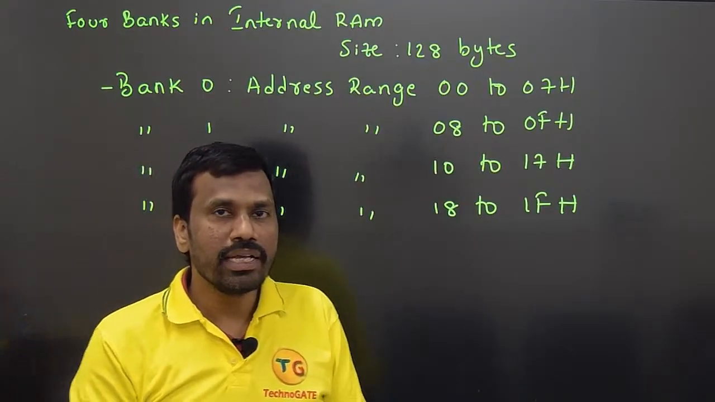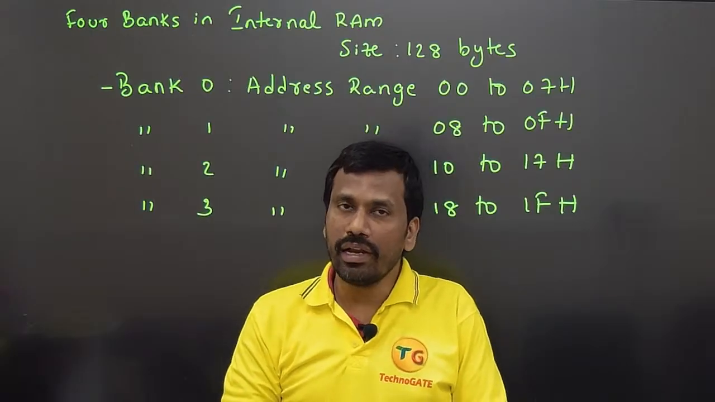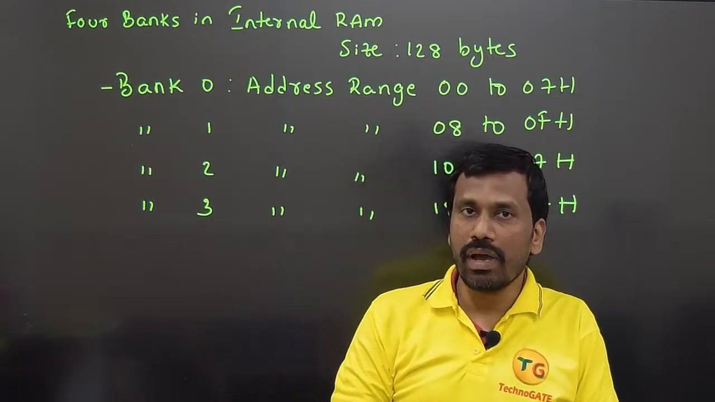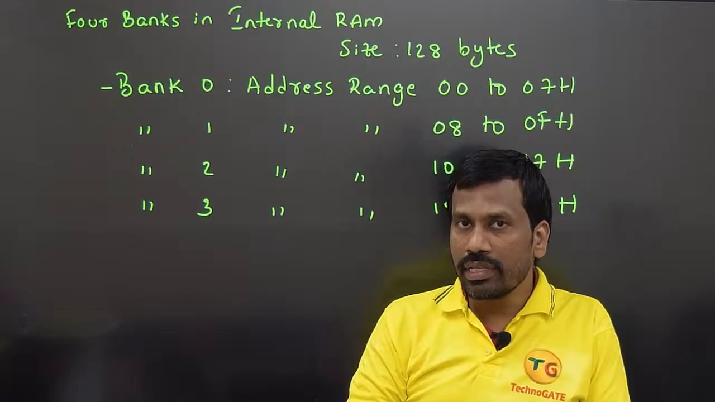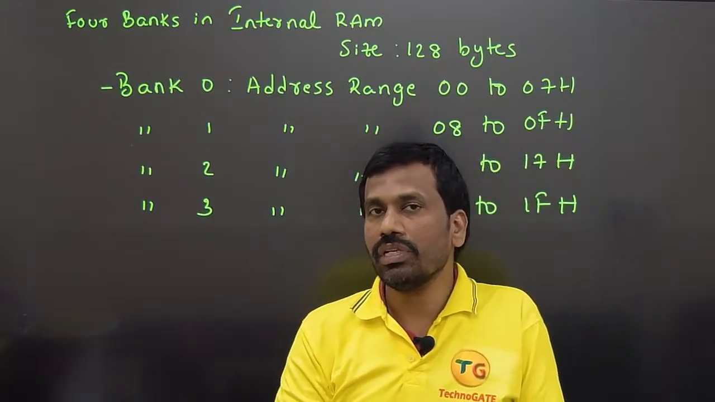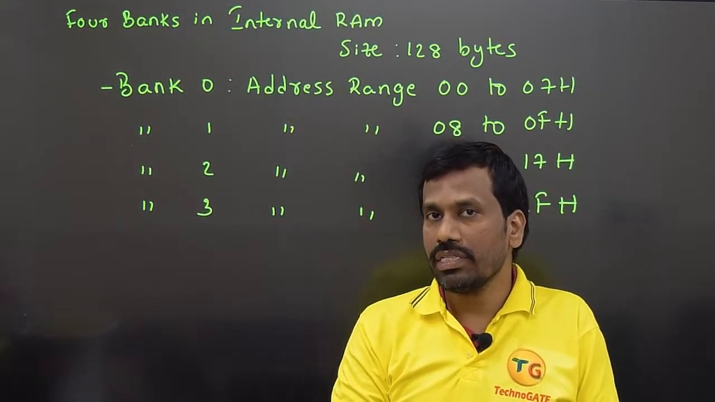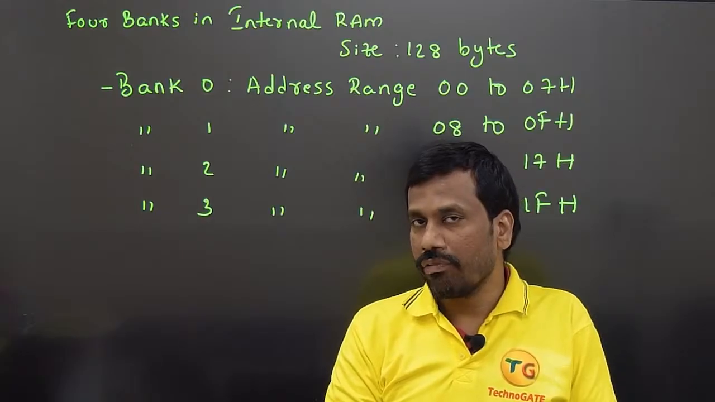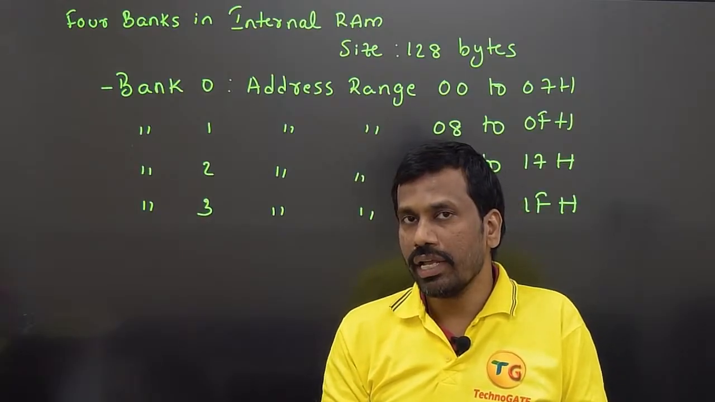So how many banks are there in the internal RAM? 4 banks: bank 0, bank 1, bank 2, bank 3. The address ranges are very important: 00 to 07, 08 to 0F, 10 to 17, and 18 to 1F. This is the complete address range of the banks.